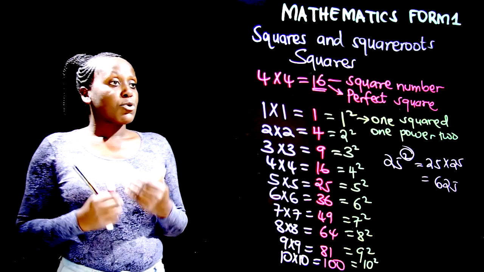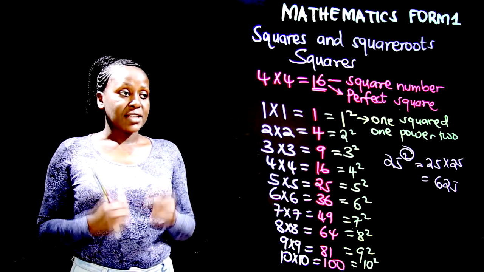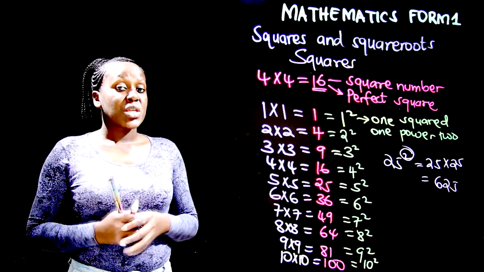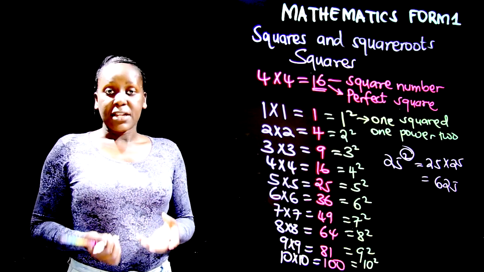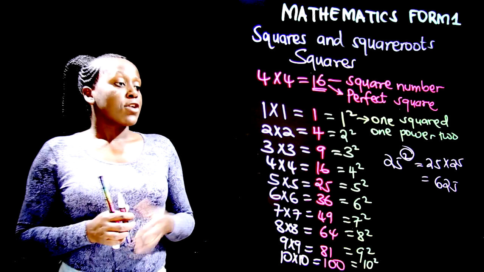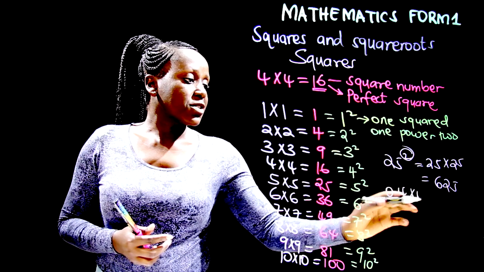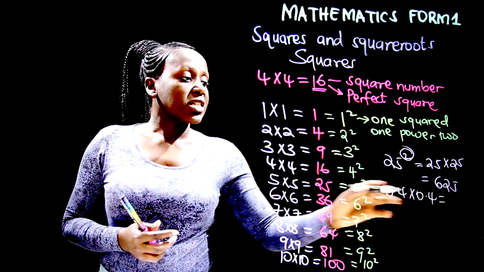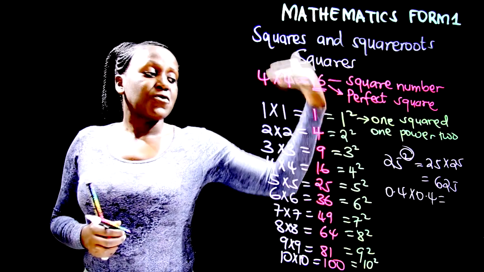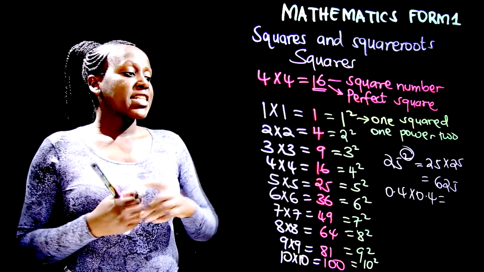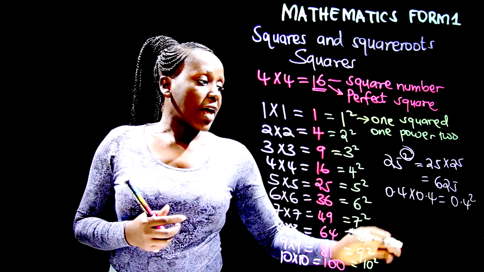Now, anytime you want to get the square of a number, you just need to multiply that number by itself. It doesn't matter whether the number is a whole number, a fraction, or a decimal. Alright? So if you had something like 0.4 times 0.4, these are two decimals, right? But it's 0.4 times itself. So we need to get the square. So this can be represented as 0.4 squared.